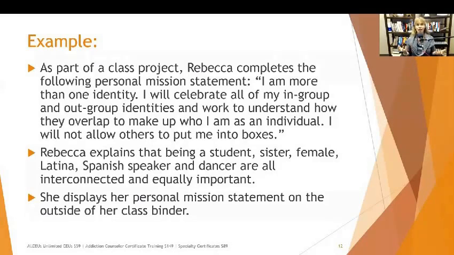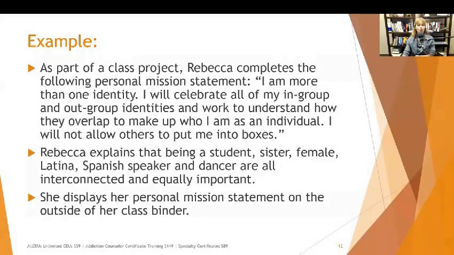So we'd want to start talking, whether it's individual or group, about what being a student means to you, and why is it important? What does being a sister mean to you, and why is it important? Go through each of them and then go back and say, all right, now how do these connect, overlap and make you who you are? And when they conflict, how do you handle it?